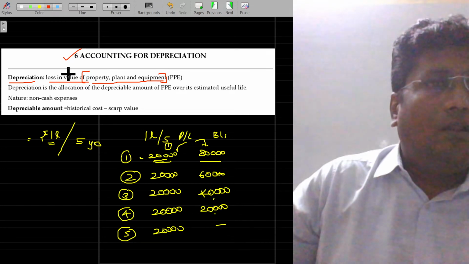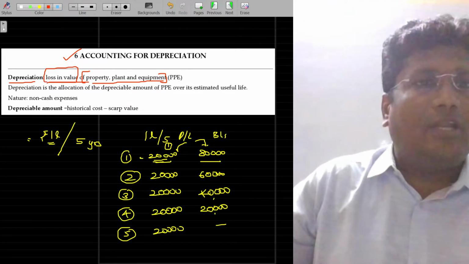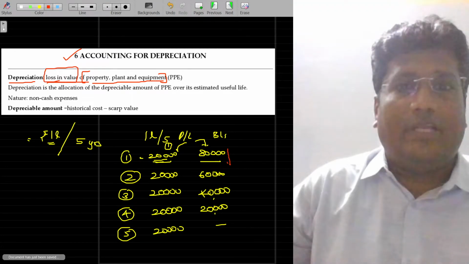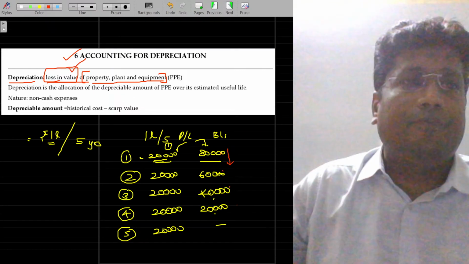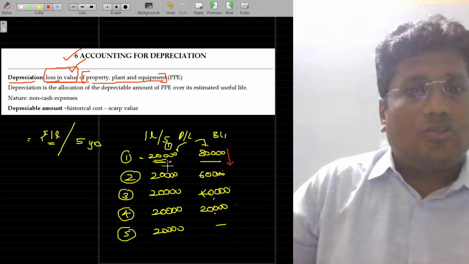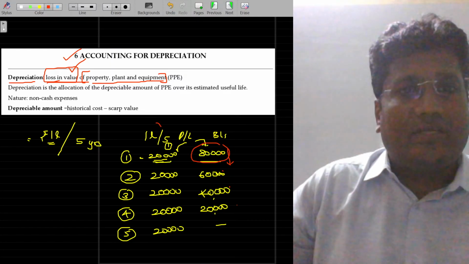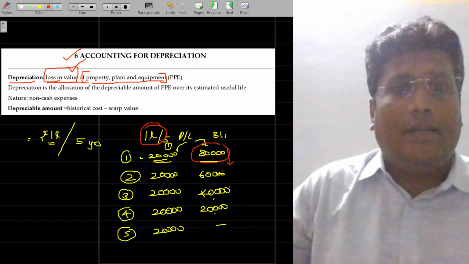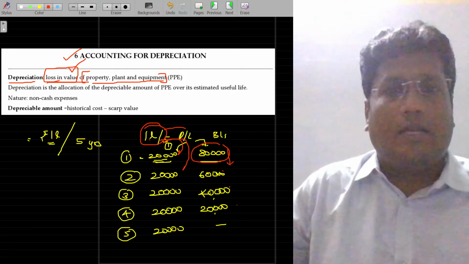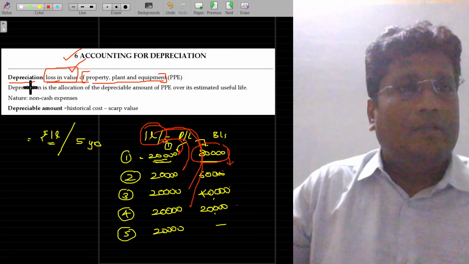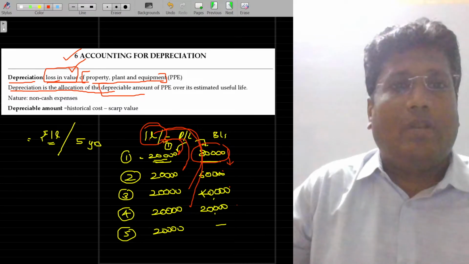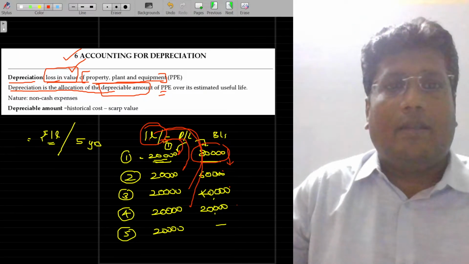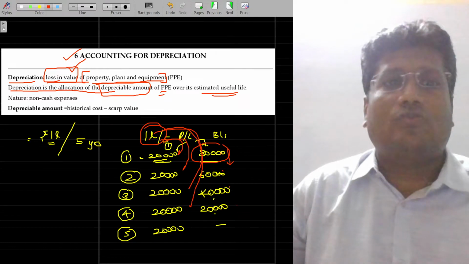Loss in value: each and every year, this value is reducing. 80, 60, 40, and 20. This is called loss in value. And we have also segregated this value and debited it to the P&L account year on year up to 5 years. Am I right? That is called depreciation. It is the allocation of the depreciable amount of property, plant, and equipment over its estimated useful life.